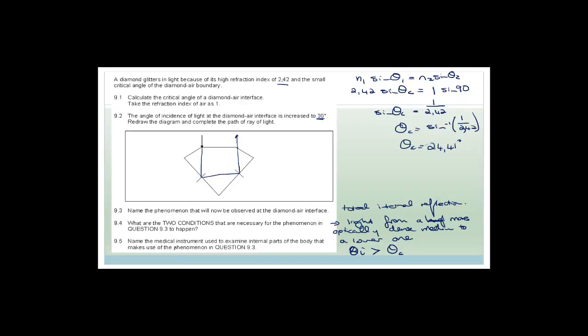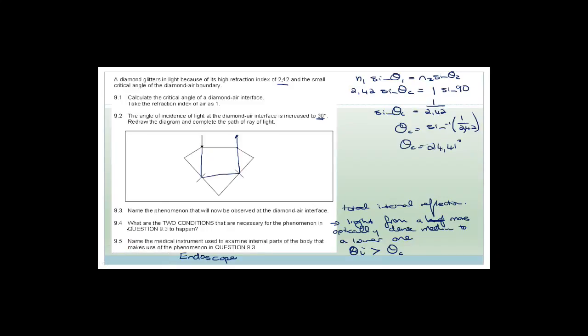It says, name the medical instrument used to examine internal parts of the body that makes use of the phenomena in question 9.3. Okay, so there are a couple of medical instruments. But one that is very often used is called an endoscope. And an endoscope works very much like glass fibers. What happens is, let me show you.